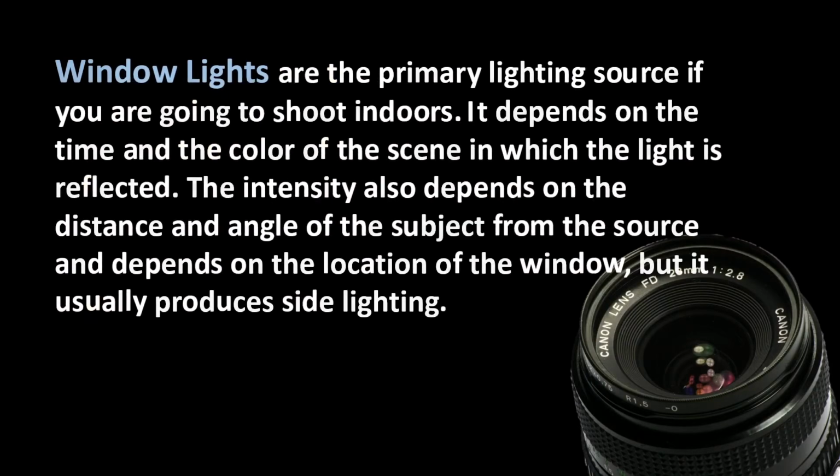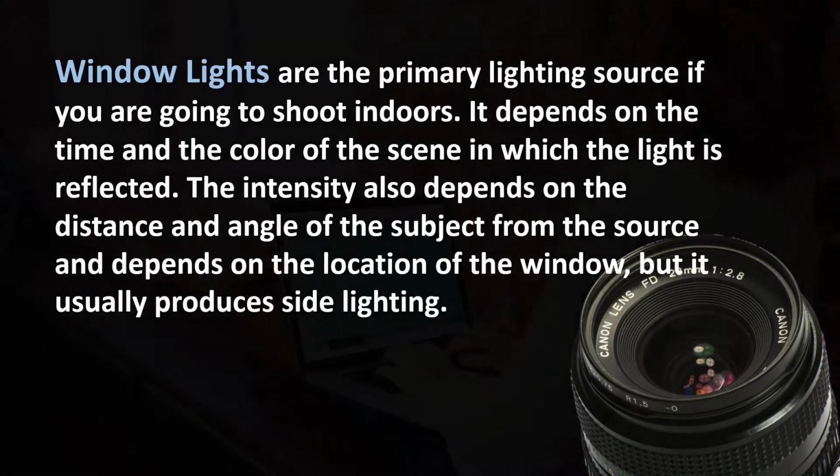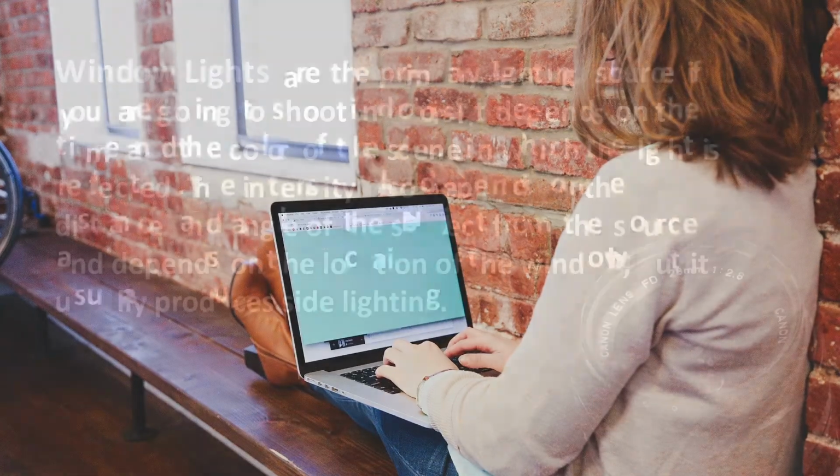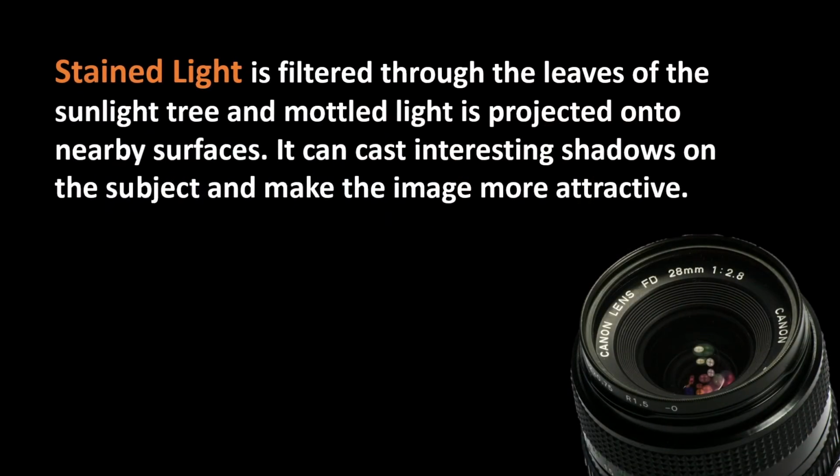Window lights are the primary lighting source if you are going to shoot indoors. It depends on the time and the color of the scene in which the light is reflected. The intensity also depends on the distance and angle of the subject from the source and depends on the location of the window, but it usually produces side lighting.